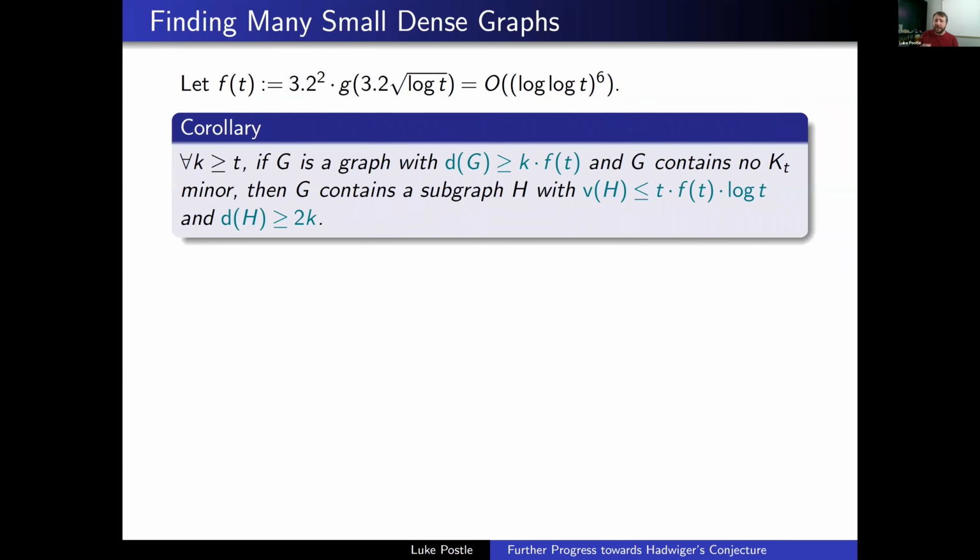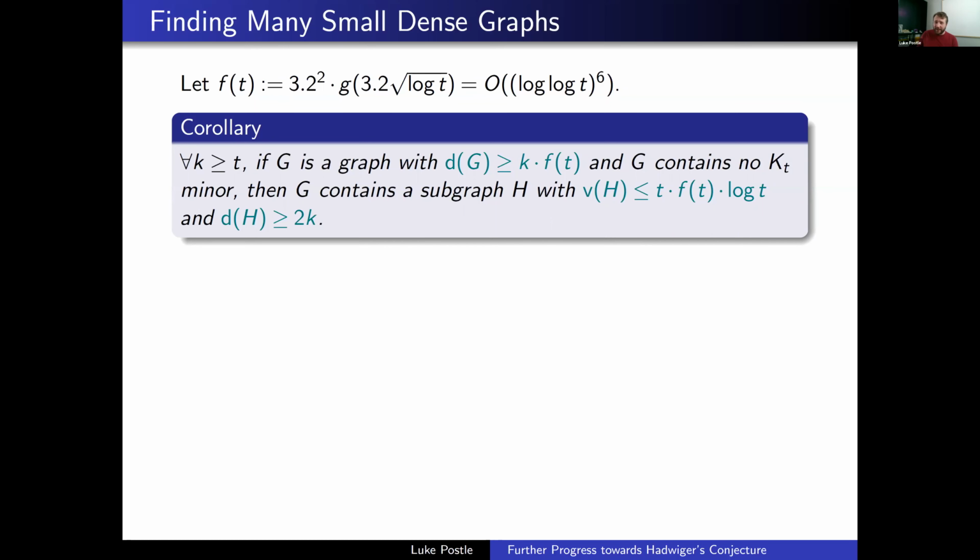A corollary of this is that if you had a graph and your density was at least, say, k times f of t, this error term that's log t to the 6th, and G contains no K_t minor, then I can get you a small graph. So vertices at most t f(t) log t, which is t poly log t, and the density at least 2k. So if I don't have a K_t minor, I can find a small subgraph that has basically the same density as the original graph, up to this f of t from that error.